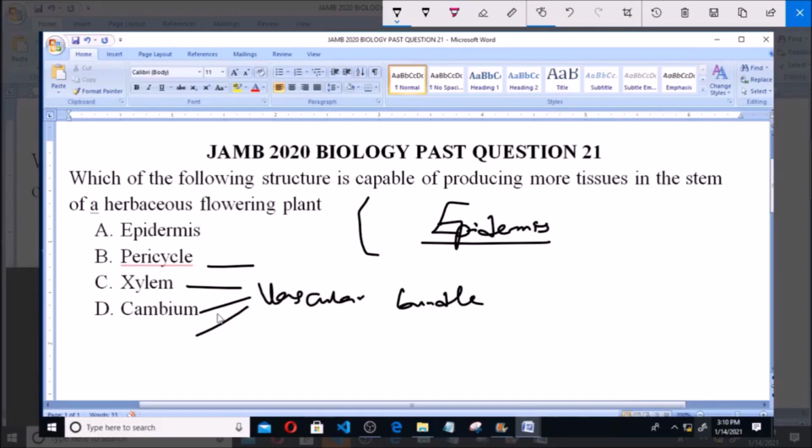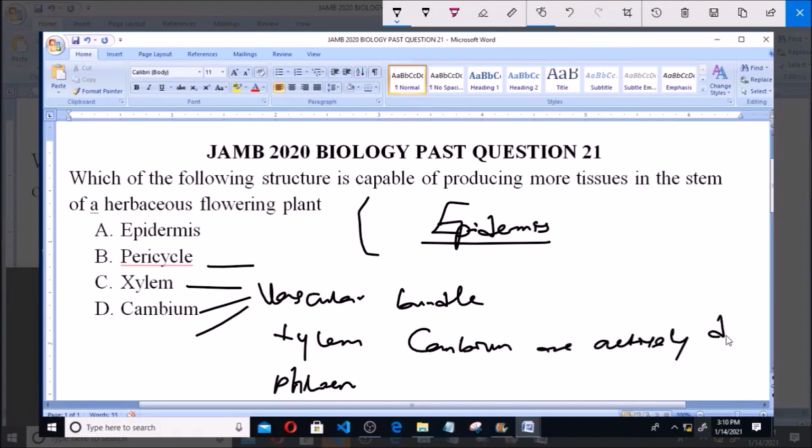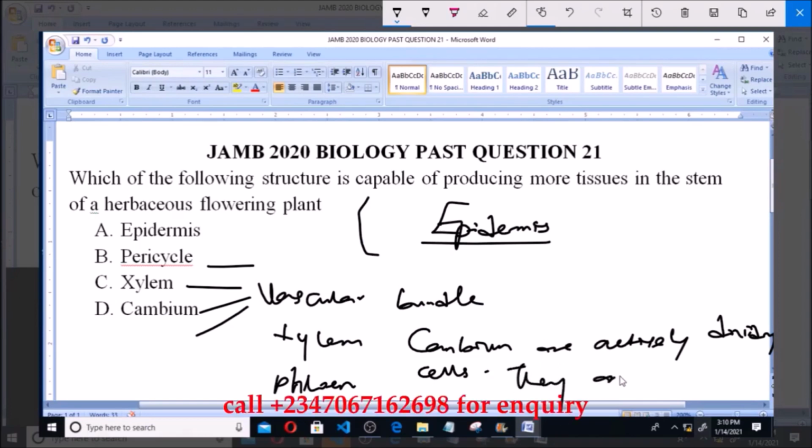Now the cambium is located between the xylem and the phloem. Between the xylem and the phloem you have what you call the cambium, and cambium are actively dividing cells. That is, cambium are cells that would undergo cell division. They are actively dividing cells, and they are responsible for the secondary growth of plants.